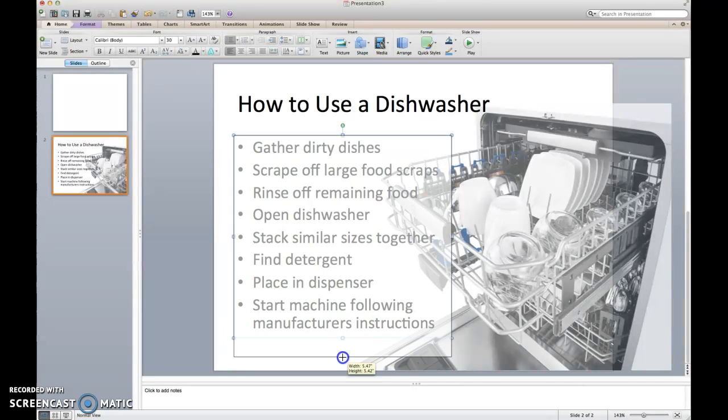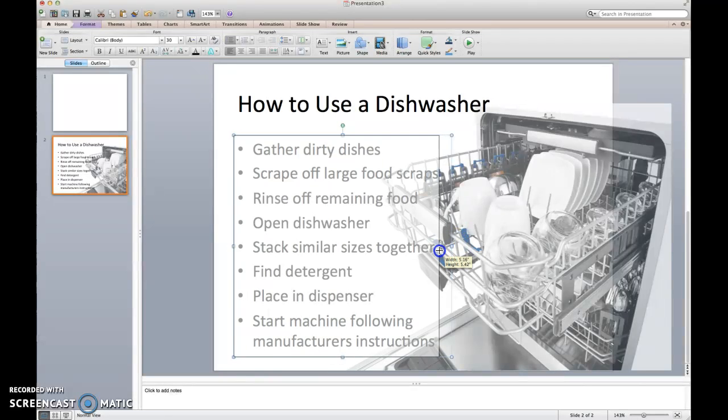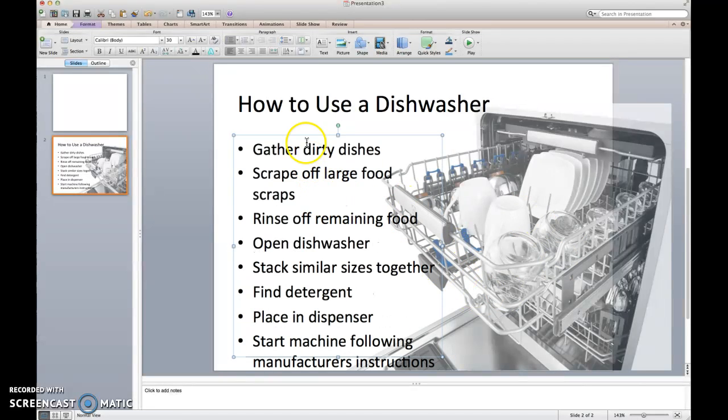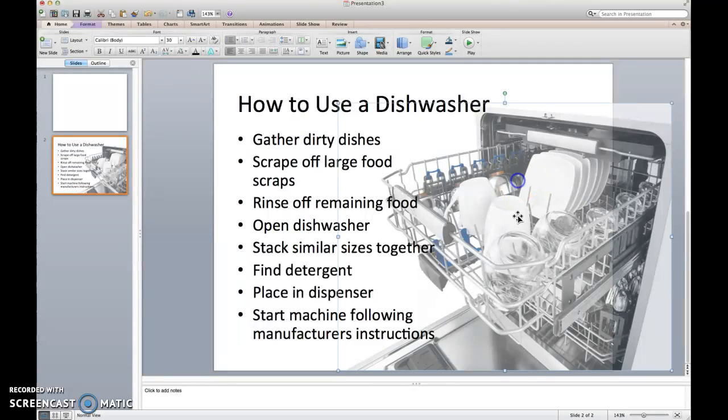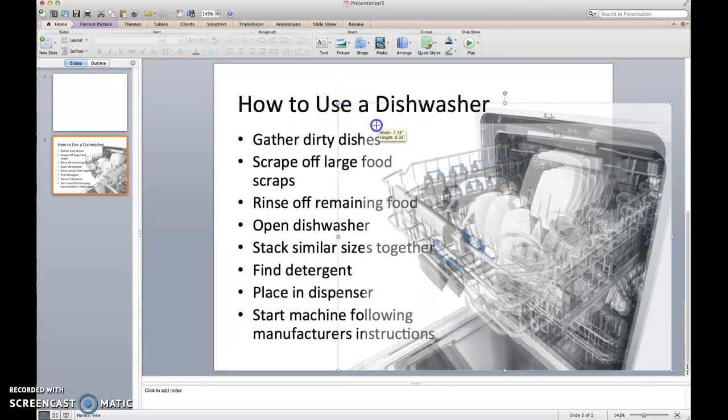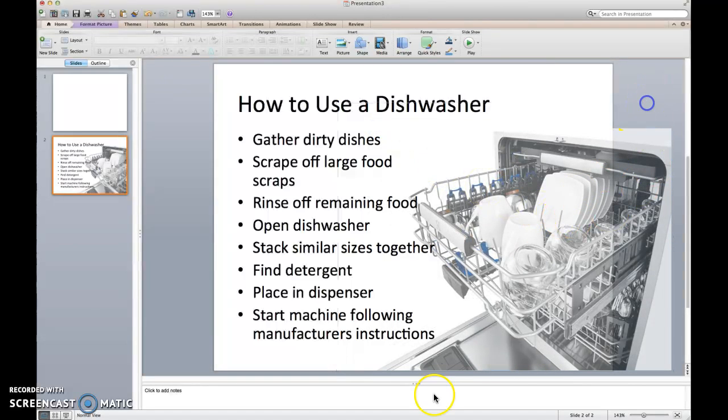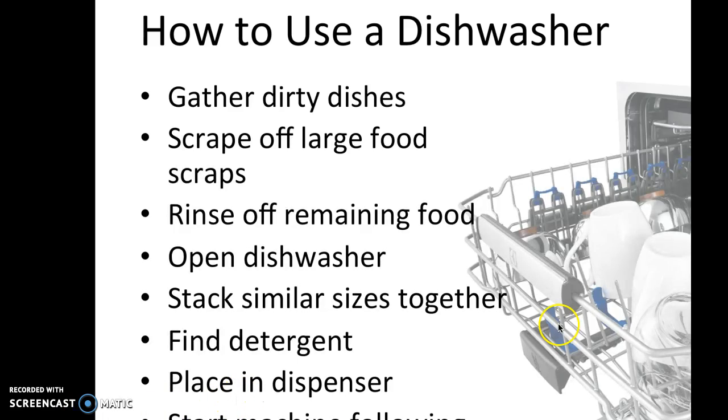So we've got it here. I'm going to continue to tighten it up a little bit. Scrape off large food scraps. And there we have it. And I can even conveniently shrink down my image size. So let's look at that full size to see how good it is. Oh my.